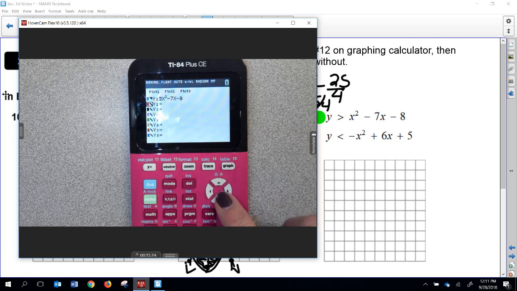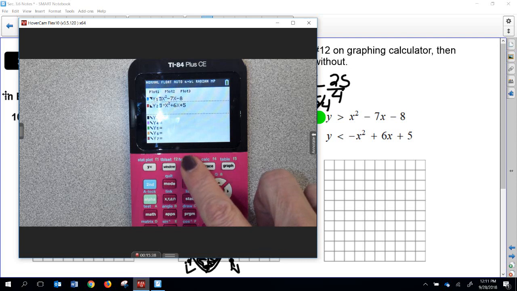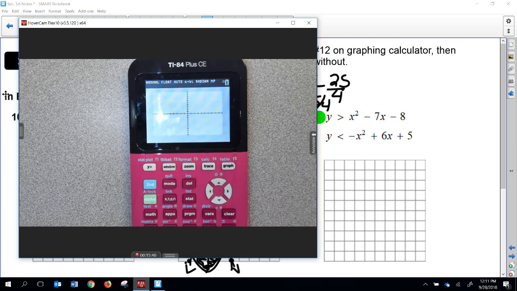Put in my second one, negative x squared plus 6x plus 5. For this one, enter. And for this one, I want to be less than, so I have to have that symbol. I push enter twice. I'm going to do a graph now. And I would be looking for what makes both of them true.